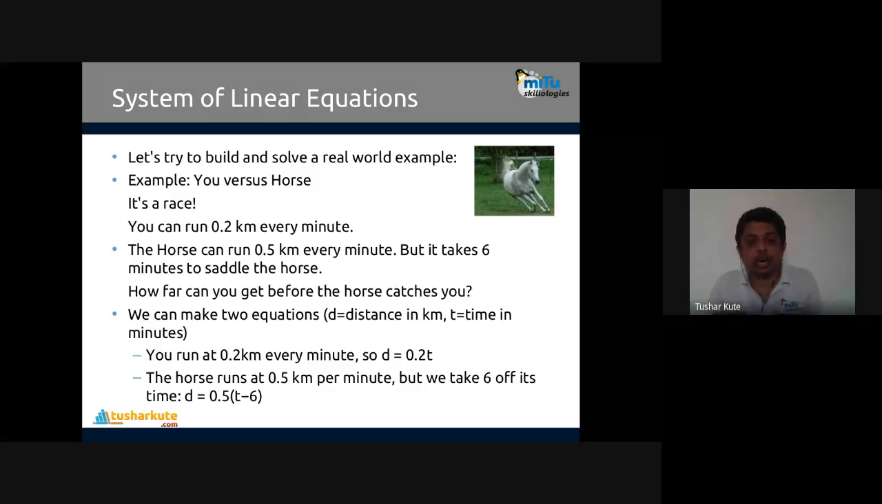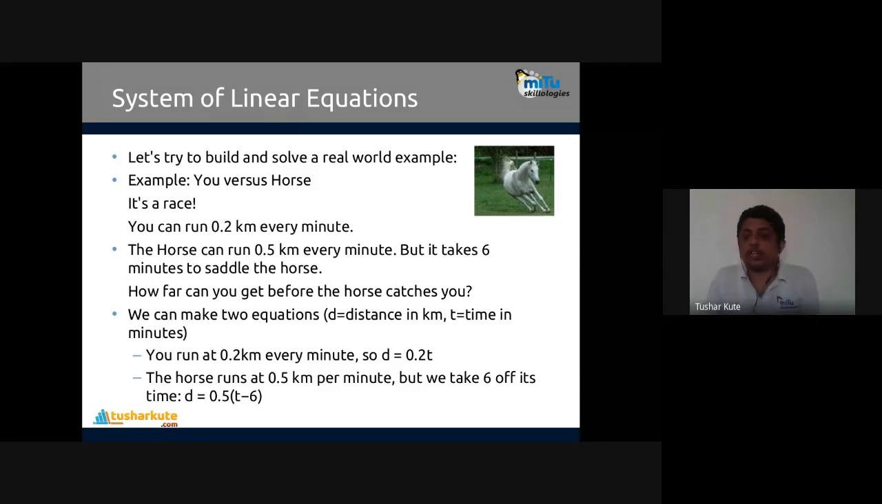Because see, both are progressing, but the speed of both of these progress are different. My speed is 200 meters per minute, and the horse is 500 meters per minute, something like that, and we are having the difference of 6 minutes. Okay, fine. So we can make two equations.